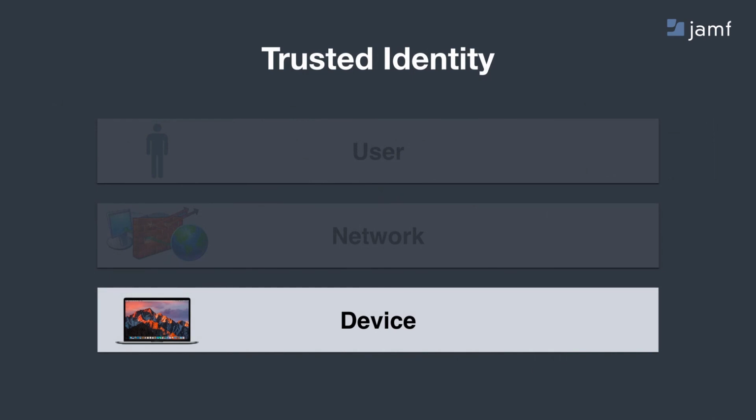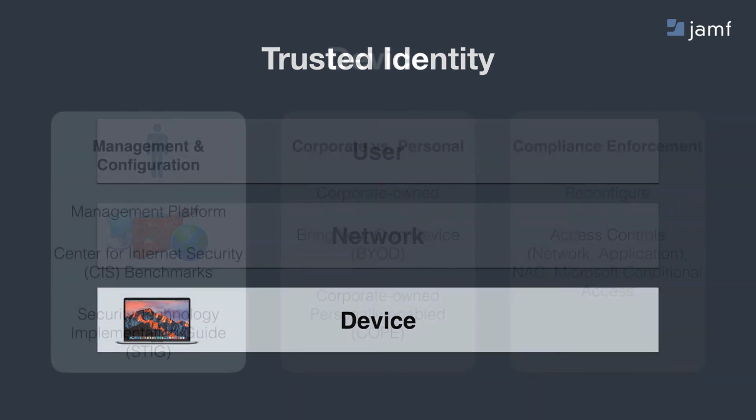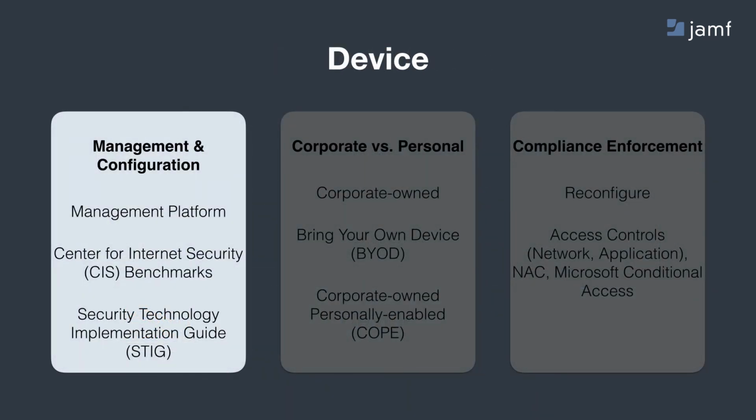And then last is device trust. Device trust is really the heart of what we're talking about with the Microsoft Intune and Jamf Pro integration. Understanding what that device looks like and then being able to take action on that. Now, on the Jamf Pro side, we do a lot around management and configuration. There's a number of benchmarks, the CIS standards, for example. Some people follow STIG. And you can enforce those on a device using Jamf Pro so that you can have assurance that the device is configured properly and meets whatever your security risk assessment needs to be.